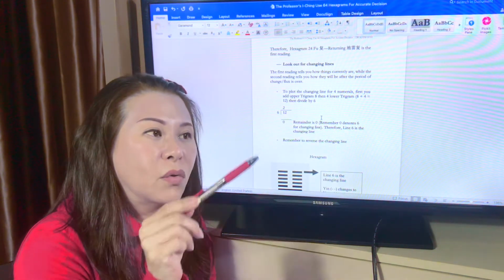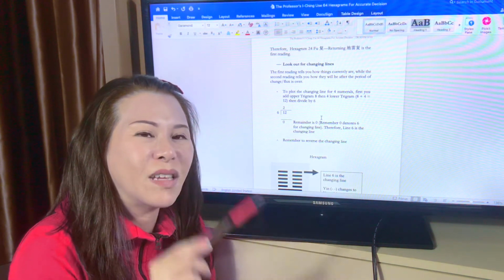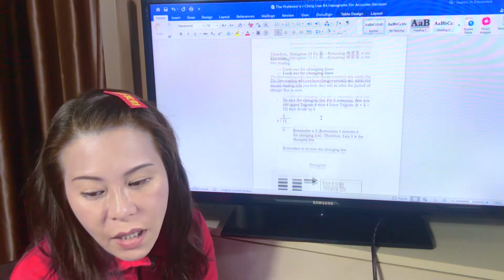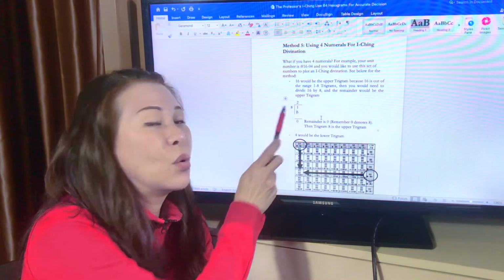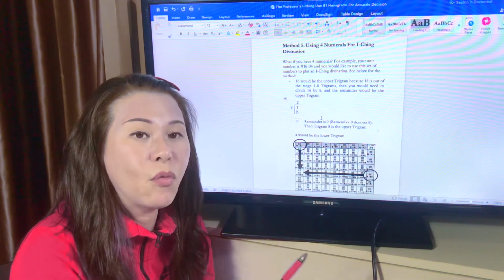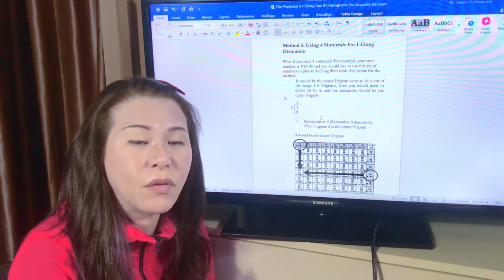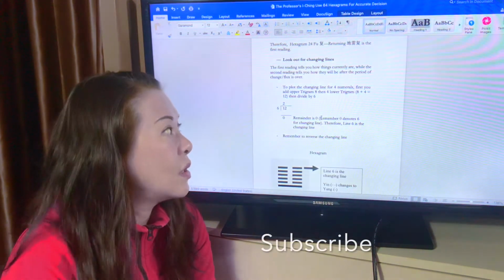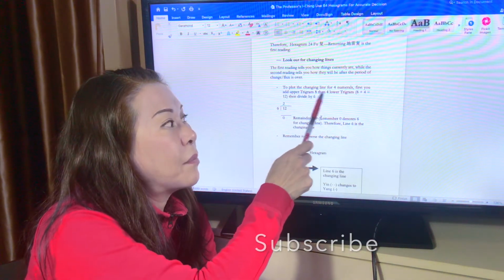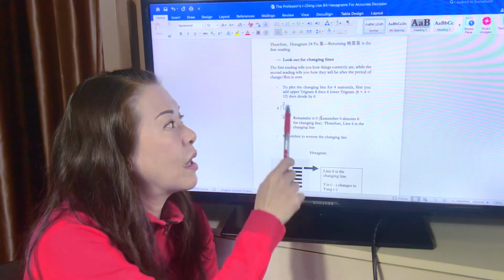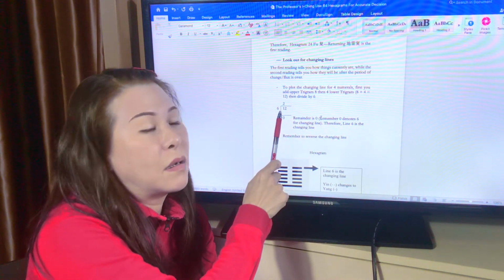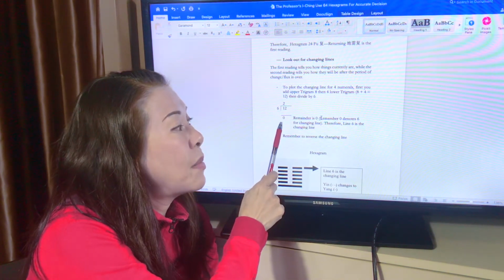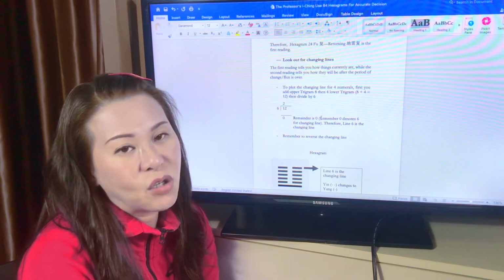Changing line, because 1, 2, 3, 4, 5, 6. There are 6 lines in one trigram. That's why we divide by 6. And for trigrams, we divide by 8 because we're looking for a trigram. If we're looking for a trigram, we divide by 8. If we're looking for a changing line, you divide by 6. So in this case, trigram 8 plus trigram 4, we get 12, then we divide by 6. Again we get a remainder 0. Now remainder 0 means number 6 is the changing line.